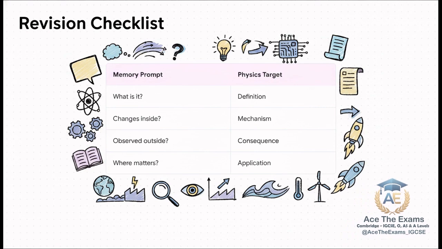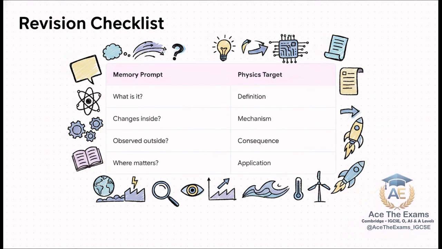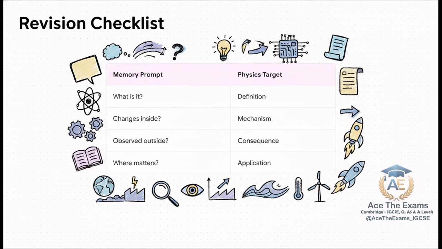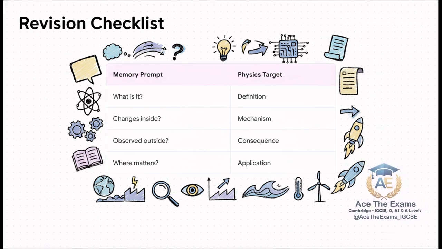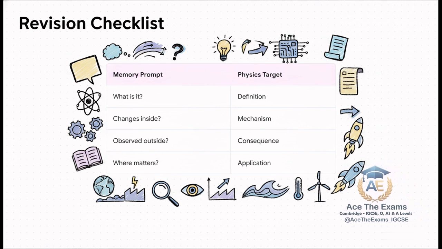If you can answer these 4 prompts aloud right now, the topic is completely secure for your revision. What is it? Well, that's your definition. What changes inside? That's your atomic mechanism. What is observed outside? That's your consequence. And where does it matter? That's your application. Treat this framework like your ultimate revision checklist for absolutely any physics concept.